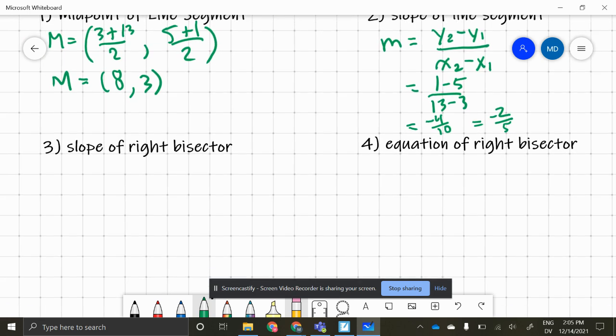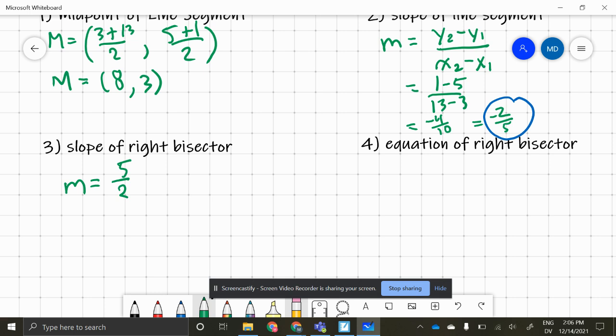Now, when we look at the slope of the right bisector, it's perpendicular to our line. So we take the slope here of our line segment, and take the negative reciprocal, which means that you flip it over and you change the sign. So the slope of the line segment is negative, which means the slope of the line perpendicular to it will be positive, and we flip these over. So negative 2 over 5 becomes positive 5 over 2. Flip it, change the sign.